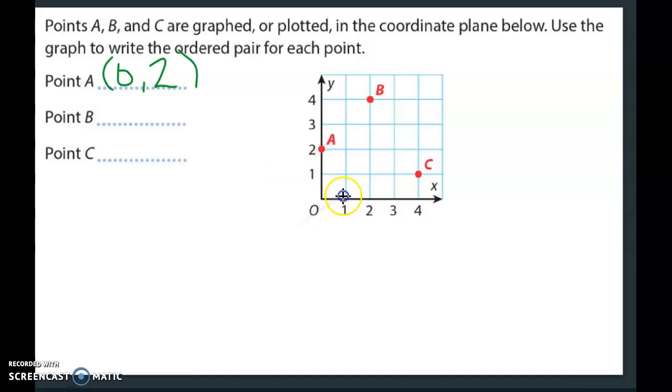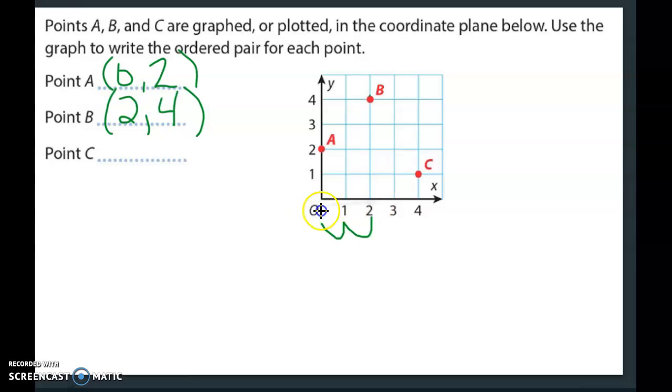Okay, let's do plot B. I always start at my origin. How many jumps do I have to go to the right? 1, 2. So my first number in my ordered pair is 2. How many jumps do I have to go up or down on the y-axis? Well, I have to go up 4 times. So the ordered pair for point B is 2, 4.